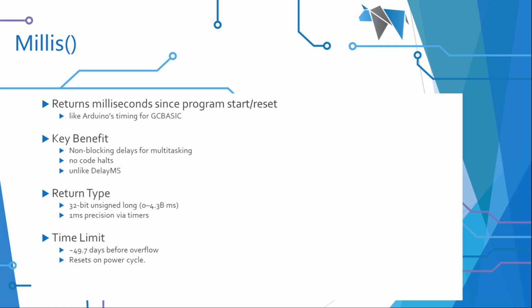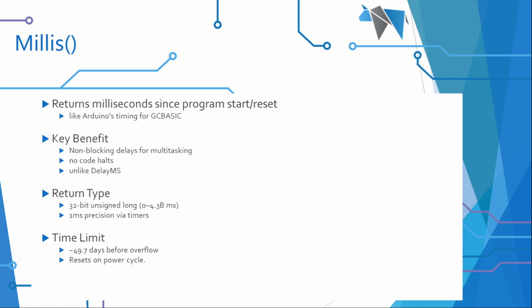It has a great benefit: it's running continually. But that's also a downside, because it's running continually. It's interrupting the major program that's running to update the function Millis. There are no code halts. It runs in the background. It is an interrupt itself, and it's unlike delay milliseconds or wait because it is constantly running.